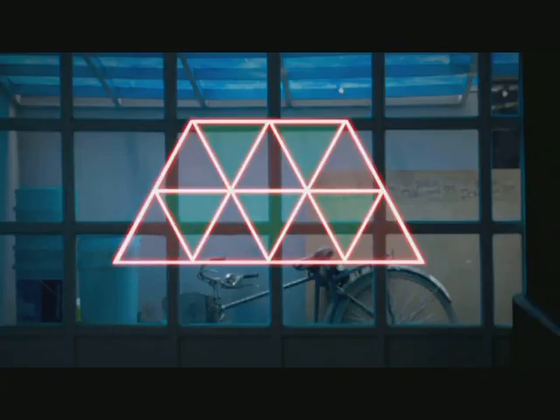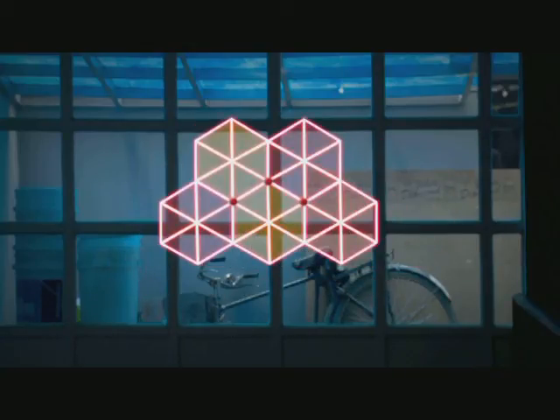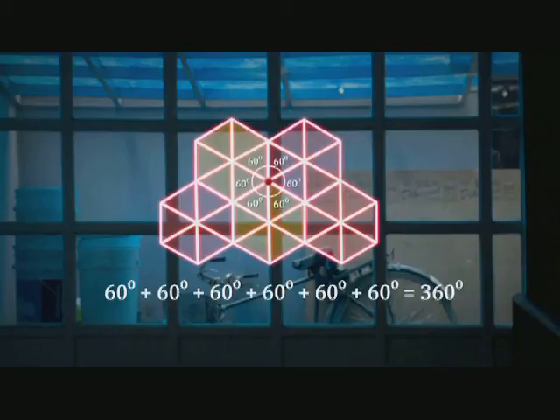Now what happens in a triangle? These are all equilateral triangles, which means each angle is 60 degrees. So at any vertex, there are 6 angles. 60 degrees plus 60 degrees plus 60 degrees plus 60 degrees plus 60 degrees plus 60 degrees is equal to 360 degrees. The same thing will work in a hexagon.